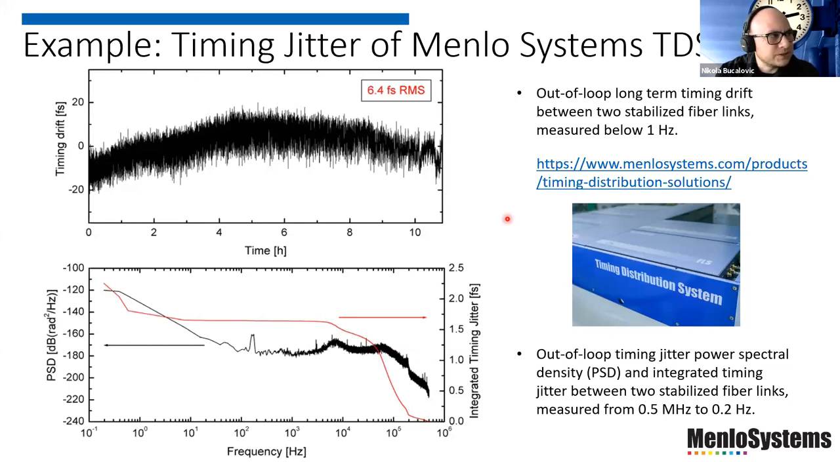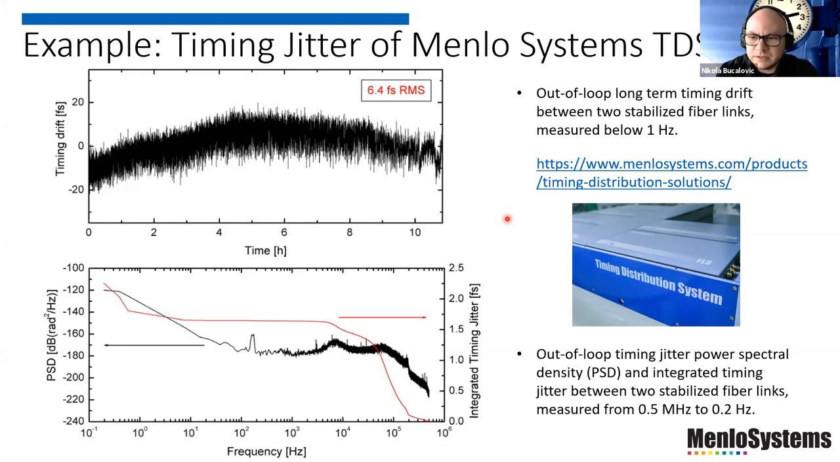timing distribution systems. And this is basically an optical system of optical distribution of pulsed lasers based on stabilized fibers. And at the output of these fibers, you can measure the performance of the system.